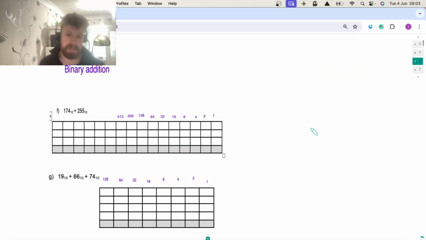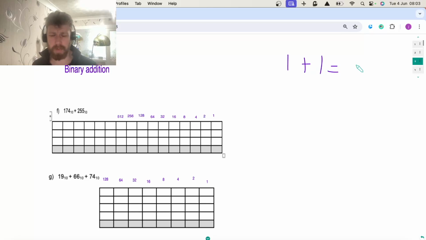Okay, binary addition. With this, we're also going to have a little look at binary subtraction after this. A couple of the rules, just as a quick reminder: 0 plus 0 equals 0. 1 plus 1 is where it gets a little bit weird. In binary we can't have 2, so the way that we represent that is 0, carry the 1, which I'll show you what that means in a second. 1 plus 1 plus 1.